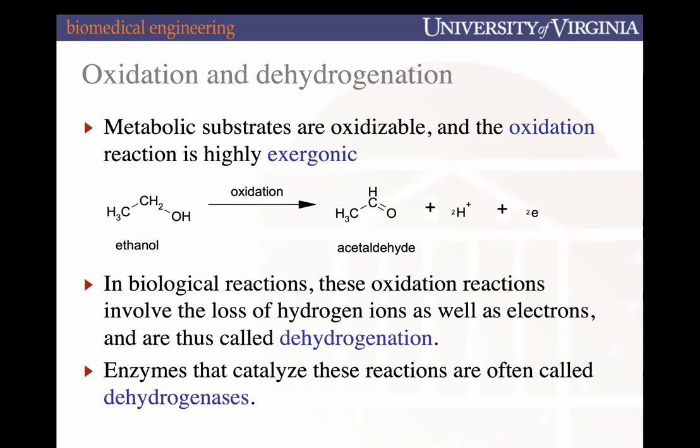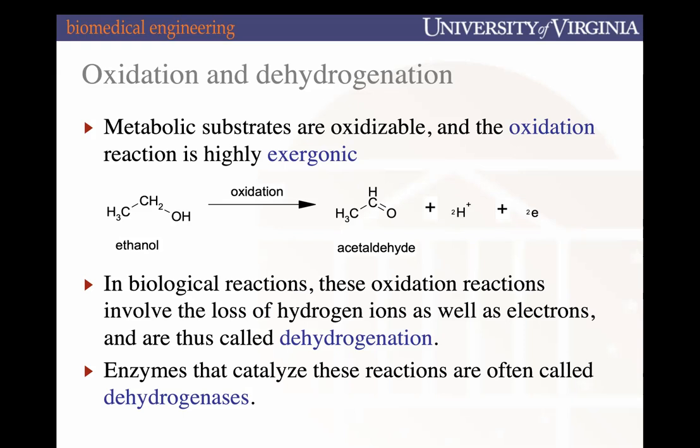The metabolic substrates that we're going to be talking about throughout these next couple of lectures are going to be highly oxidizable, meaning they're able to be oxidized, which is a reaction whereby they lose an electron. As an example, we have ethanol that undergoes oxidation, becomes acetaldehyde, and loses 2 electrons here.